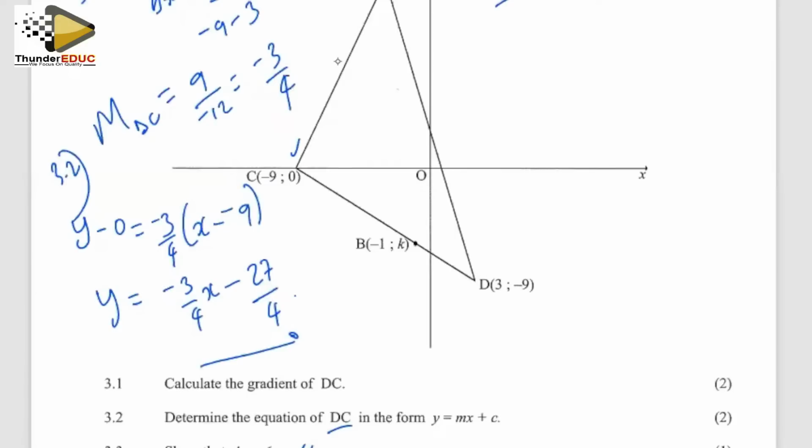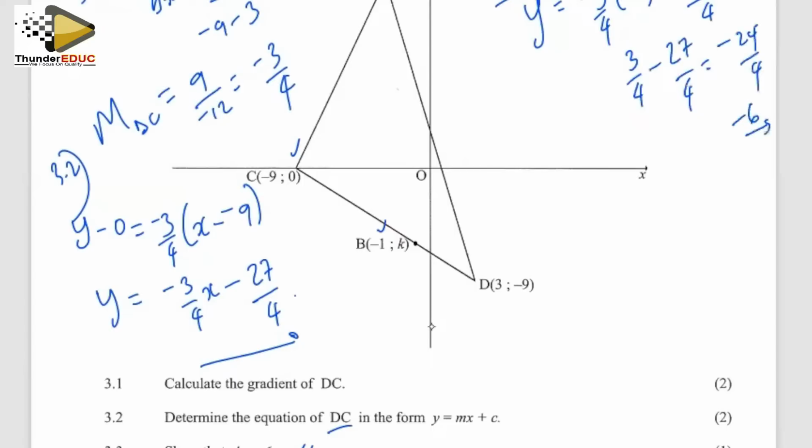So since we already have the equation, all we can do is just do the substitution, okay? Where there is x, we put a -1 into this equation, and then we solve. So y is going to be -3 over 4 times -1 minus 27 over 4. So that gives us 3 over 4 minus 27 over 4. That's going to be -24 over 4, which is -6.